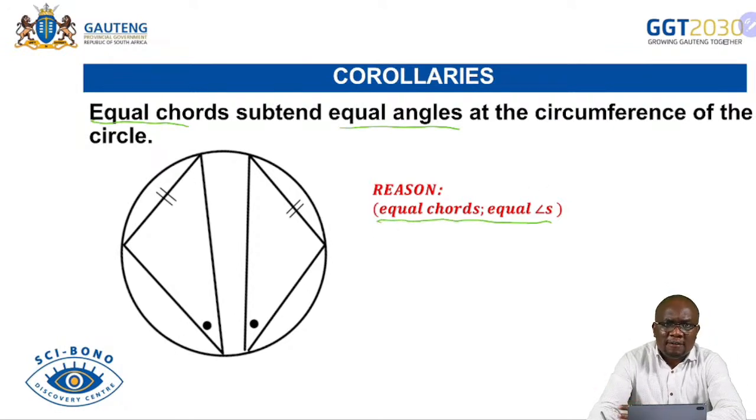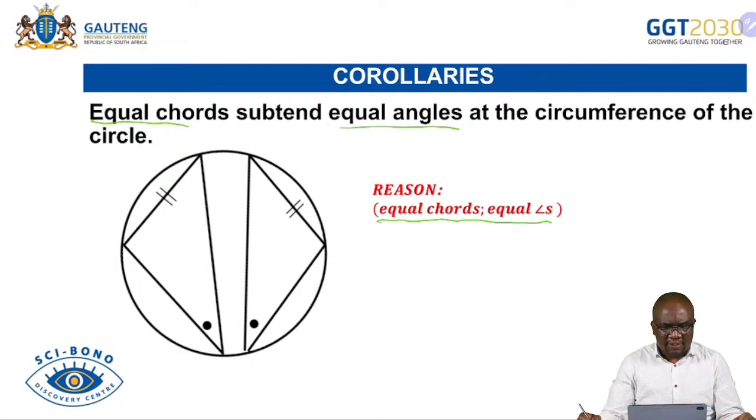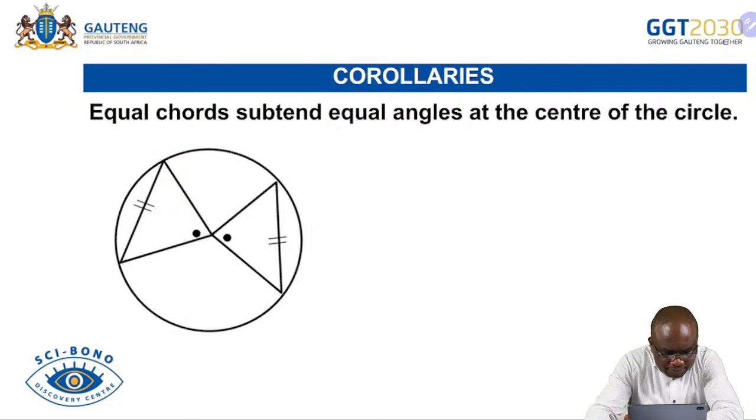We can't draw everything, can't write everything. Otherwise, we won't manage to finish a lot of things that we have to do here. So just the key things. You can even write the reason there: equal chords, equal angles. You remember, as we do our activities.